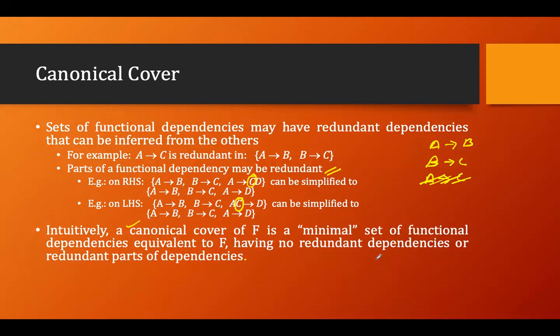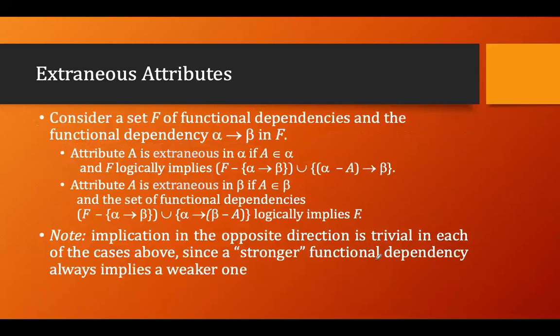So let's go for the canonical cover and try to understand how we'll find it out. So this is the logic behind it, to find out the extra attribute in the left hand side part and in the right hand side part. That is called extraneous attribute. So how will we find out the extraneous attribute? Consider a set of functional dependencies, and the functional dependencies are given, let's say alpha determines beta, in any functional dependency set.